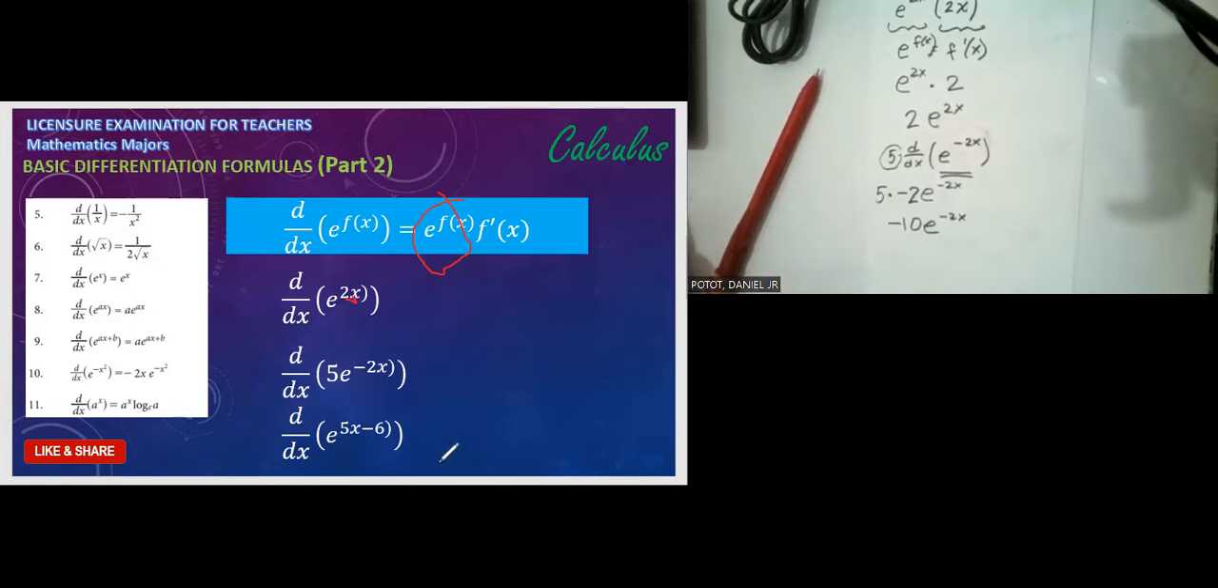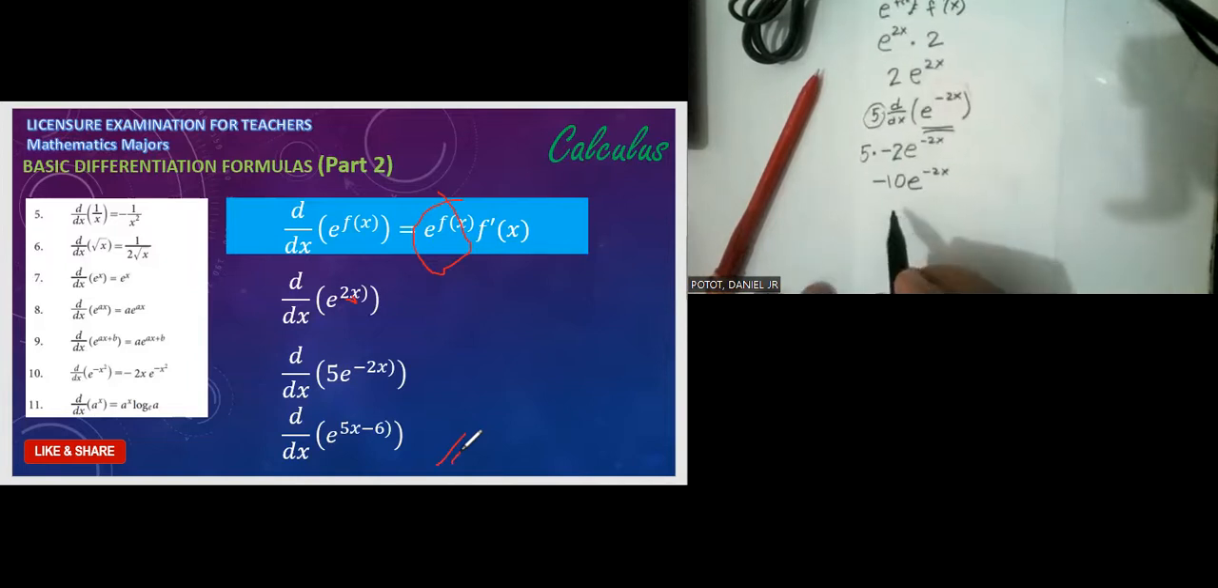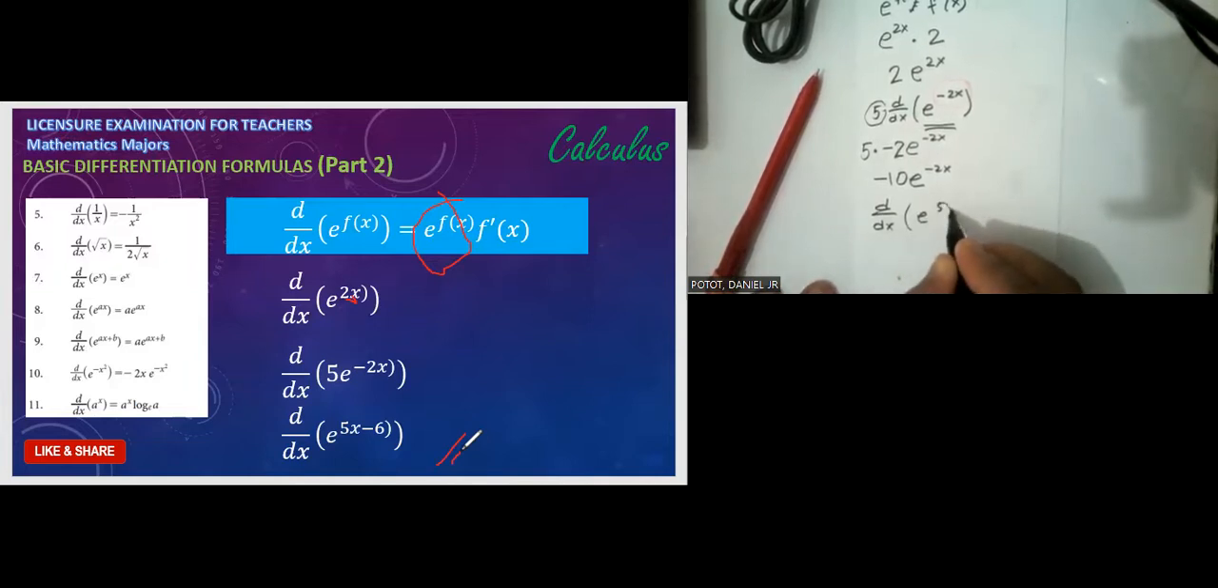So let's proceed to this. All right, the last question there. It says here the derivative of e to the 5x minus 6. All right, do not get confused. Just simply follow the formula.